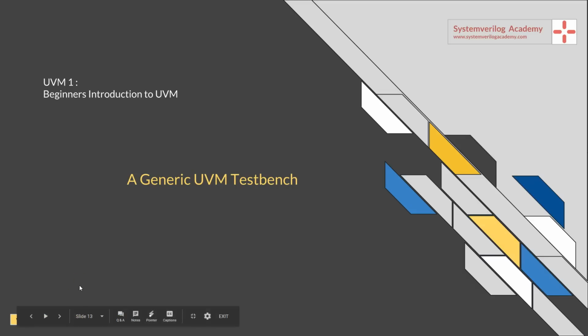In the previous lectures, you have seen how you derived a test bench based on pure SystemVerilog features and how you converted that test bench into a class-based test bench. Now you are going to see how you can convert that class-based test bench into a UVM-based test bench.